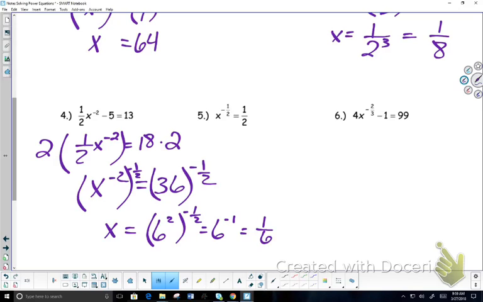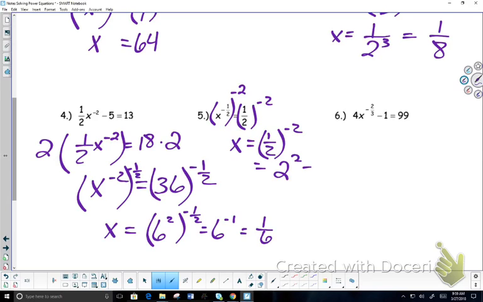The next one, I will raise to its reciprocal, which would be negative 2 over 1. Okay? Leaving you with x equals 1/2 to the negative 2. Well, the negative tells me to flip it over, so I end up with 2 squared, which would equal 4.